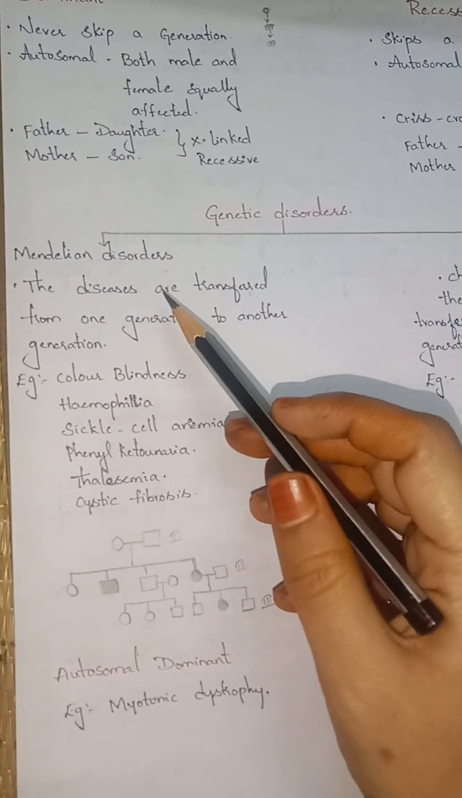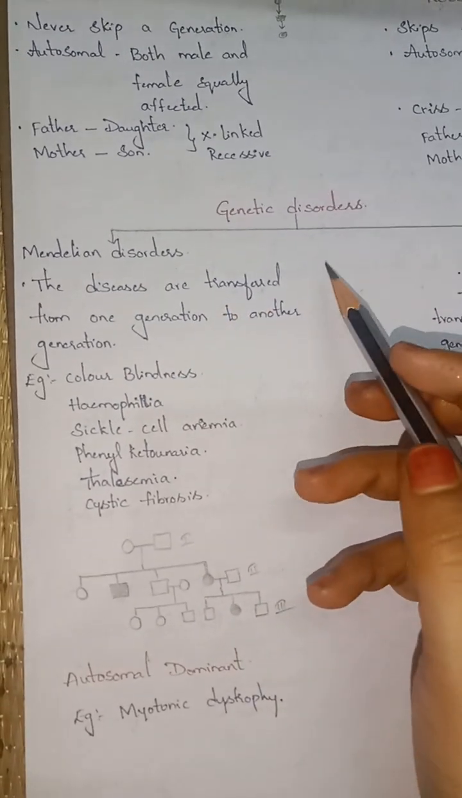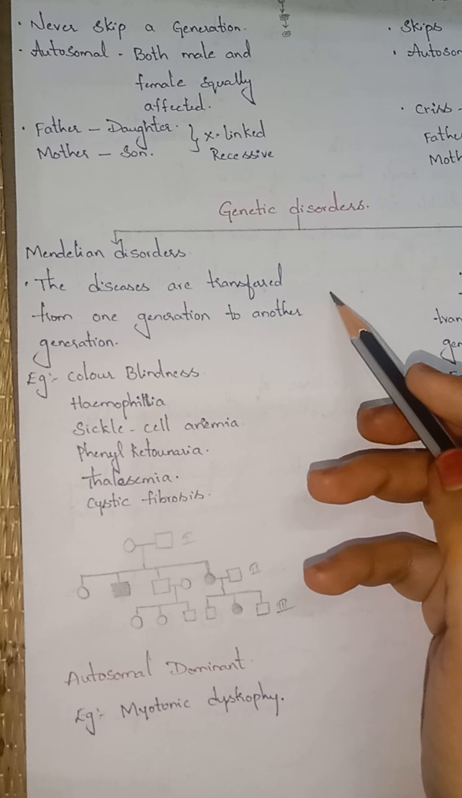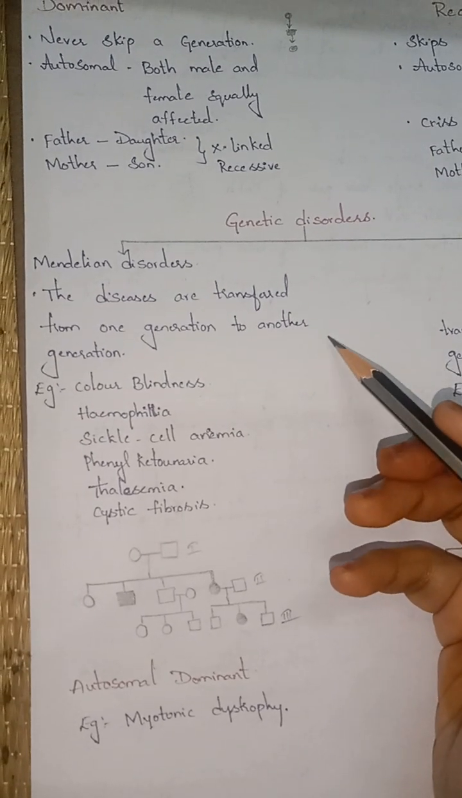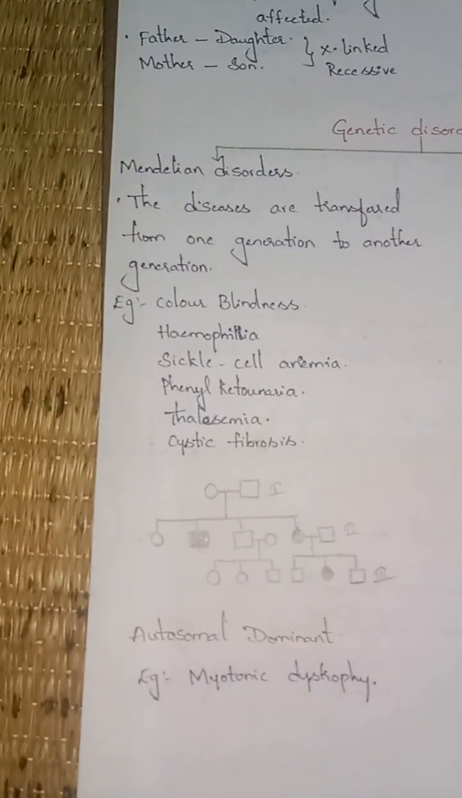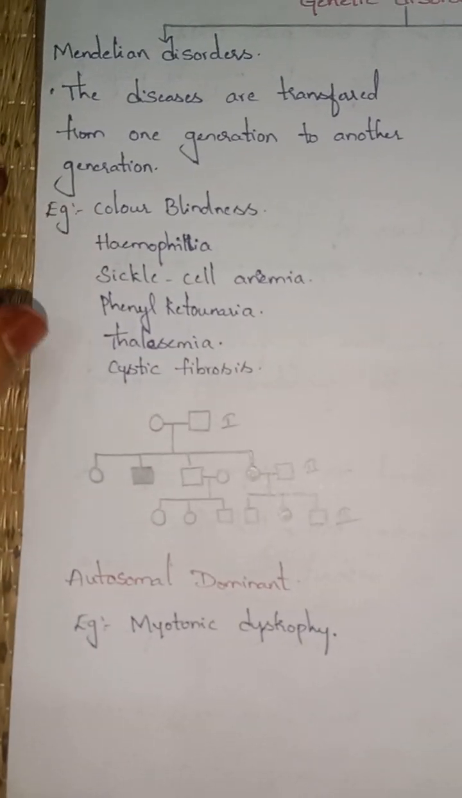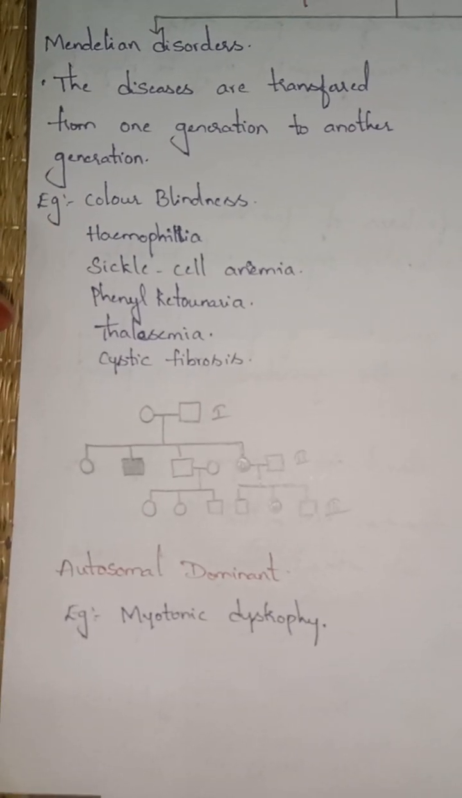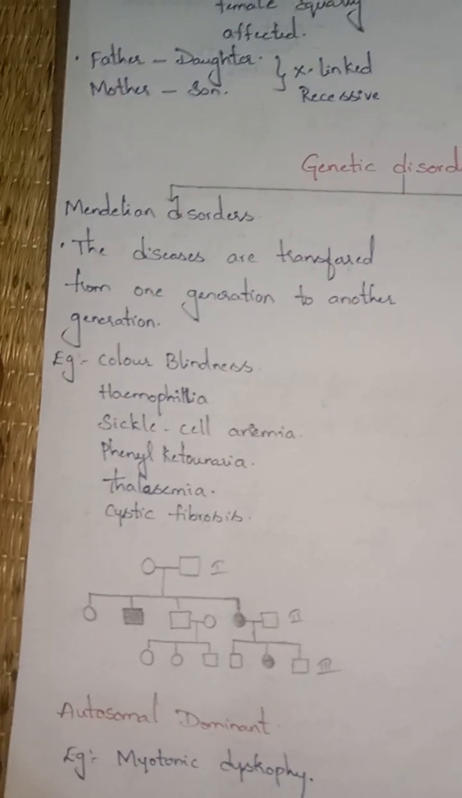Mendelian disorders are diseases transmitted from one generation to another generation. If the father is affected, sons or daughters are affected, and the daughter is a carrier and transmits it to the son. Like that, the diseases are transmitted. What are the diseases? First one is color blindness, hemophilia, sickle cell anemia, phenylketonuria, thalassemia, and cystic fibrosis. You have to remember these disease names.